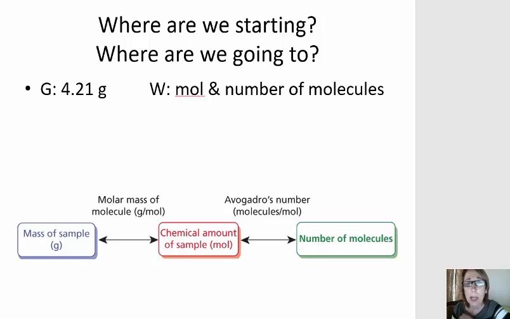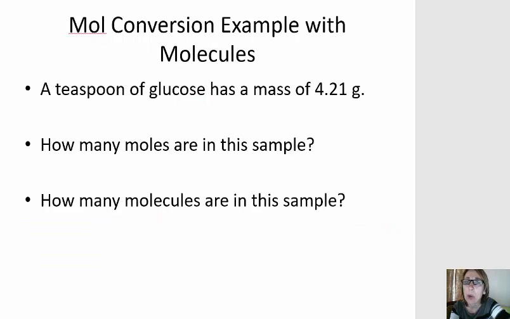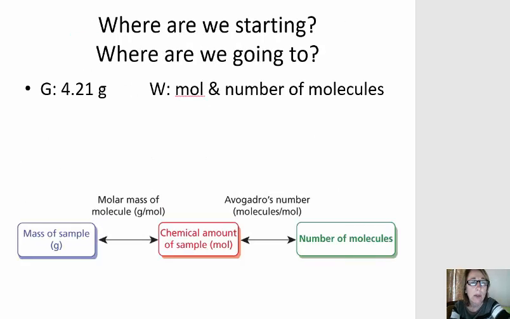So anytime we do a chemical calculation, we always want to allow ourselves the time to figure out where am I trying to get to and what am I starting with. And so here, when we look at the information that we're given, we are given mass. So we look at our three buckets, this is where we're starting, and we're going to convert from mass to moles and number of molecules.